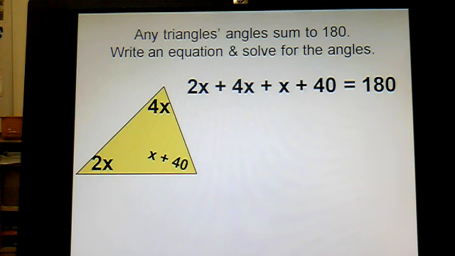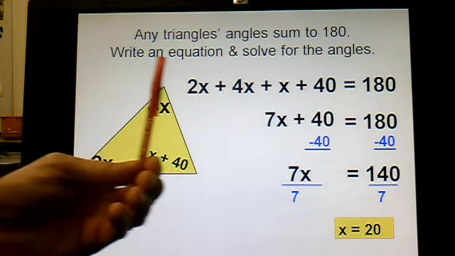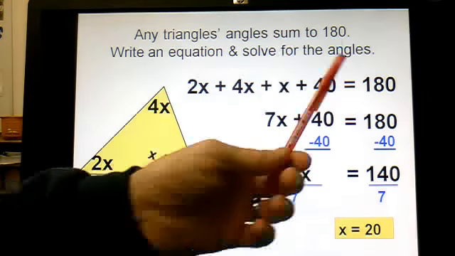So combine the like terms, you get 7x plus 40. Subtract the 40 from both sides, and it will go in evenly. X is 20. And the last step is to reread the question. Write an equation, did that. Solve it for the angles.